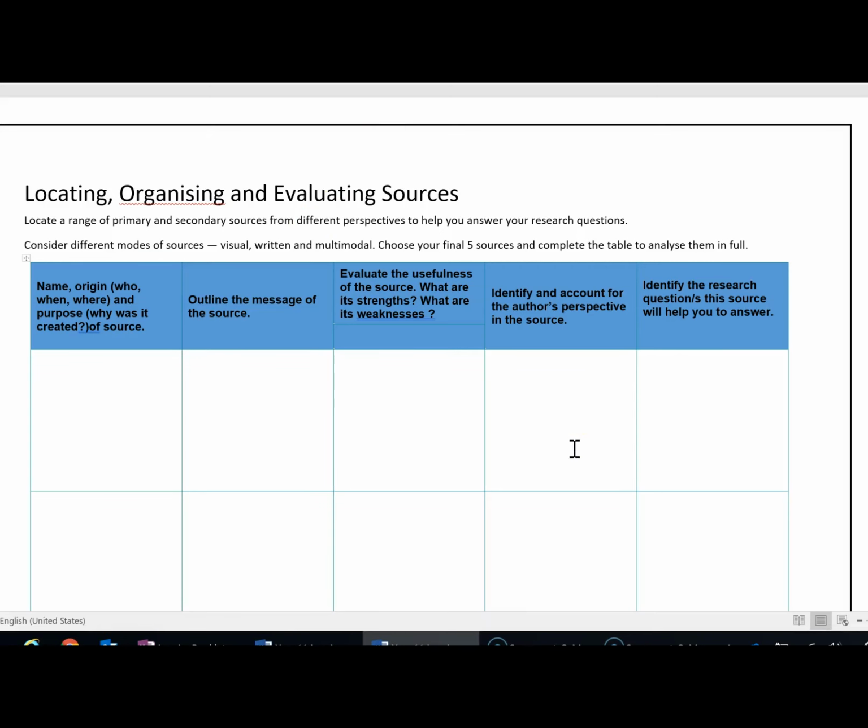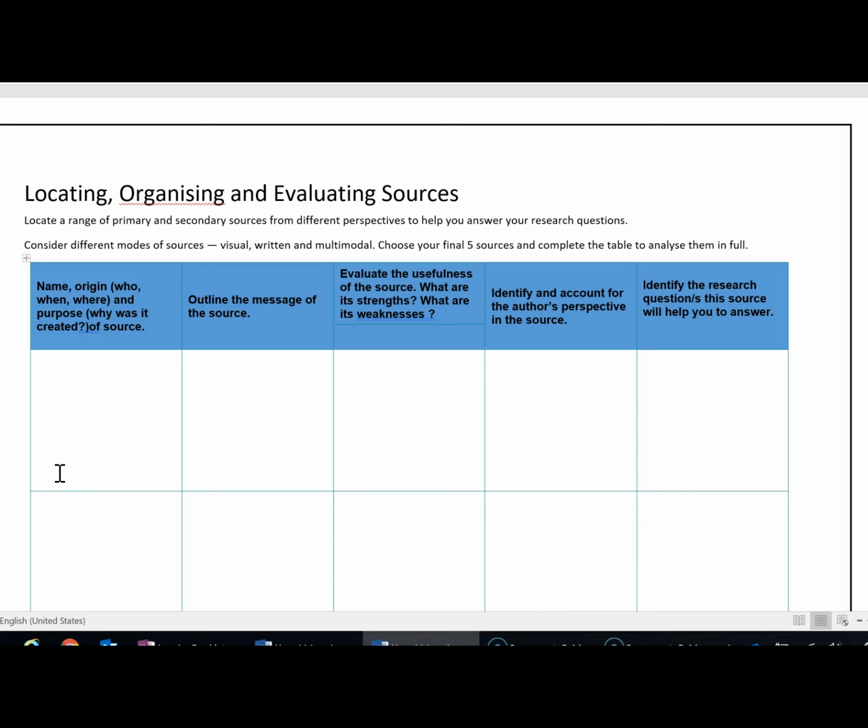Okay, so coming back here, we're looking at locating, organising and evaluating sources: who, when, where, the purpose. So what is the purpose of that source? What we just looked at, it might be the purpose to educate. It could be a purpose to inform. It could be a purpose to provide a law. It could be a purpose to manipulate opinion, and that might be something like propaganda. If it's advertising, its purpose is to sell something.